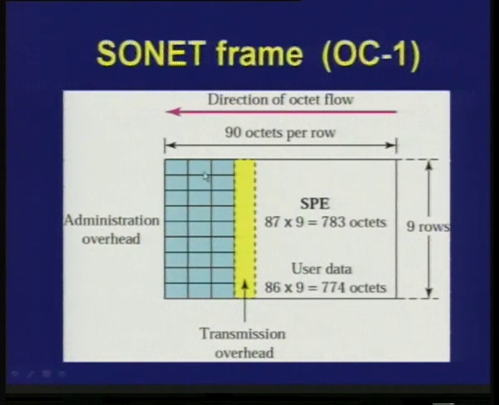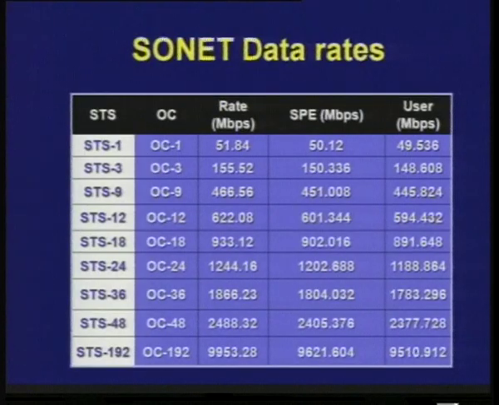The synchronization here gets done by having a special pattern in one of these bytes. So, the receiver will keep looking for these byte patterns, and based on this it will identify that it has come to the beginning of the frame. So, for every frame, for every 90 into 9, 810 bytes, it looks for this particular pattern to appear, and when this pattern appears, it is able to identify that framing has occurred. So, these are some of the data rates supported with SONET. OC1, for instance, supports, as we saw, 51.84 megabits per second.